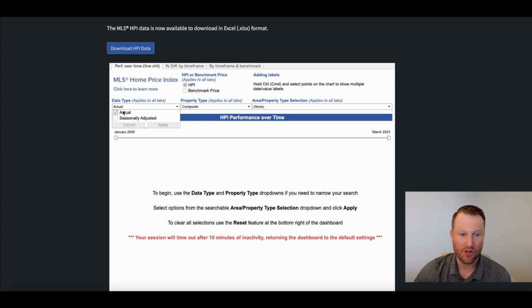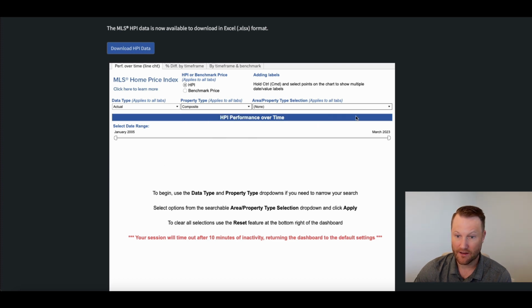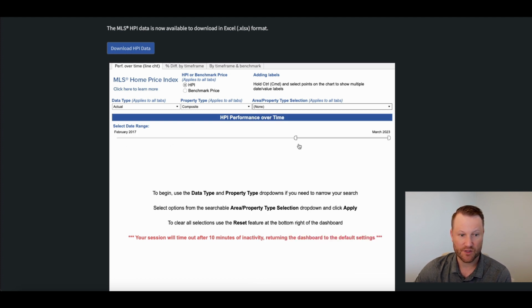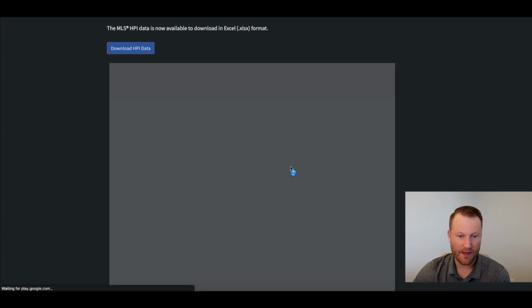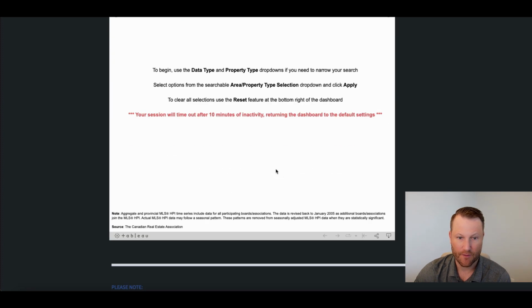We're going to pick actual. We're going to pick property type. Let's look at single family, because that's what we're shopping for here. And then let's go for an area. Let's go down here to Calgary, because that's the market that I'm in. And I want to be able to see what's been happening, say for the last 3 years or so. And then it's going to go and spit out some of this data for me.